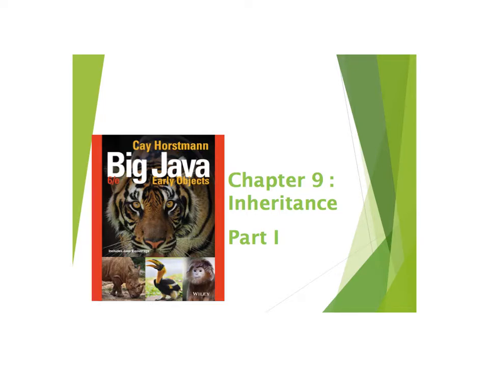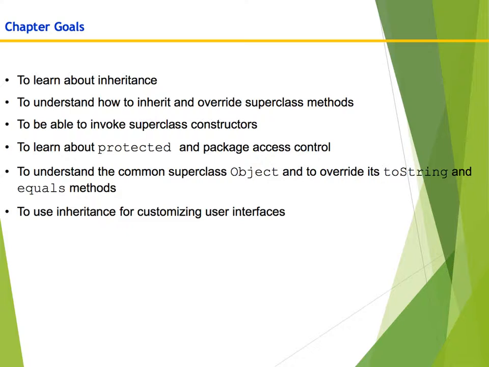Hi everyone, in this lecture I'm going to talk about chapter 9, inheritance in Java. The goal of this chapter is to first learn about inheritance and understand how to inherit and override superclass methods, and then to be able to invoke superclass constructors. We also learn about protected and package access control, and we'll understand the common superclass Object and how to override its toString and equals methods for different subclasses of Object.